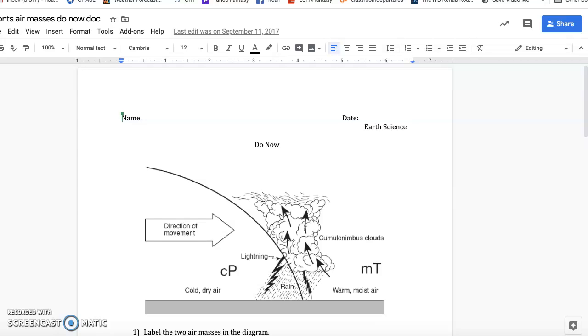Hi guys. What we're going to be doing today is going over a couple of the worksheets that I just posted to Google Classroom as your assignment. My intention is for you to leave this session with a better feel and understanding for both air masses and fronts. Be forewarned, fronts is a difficult topic.